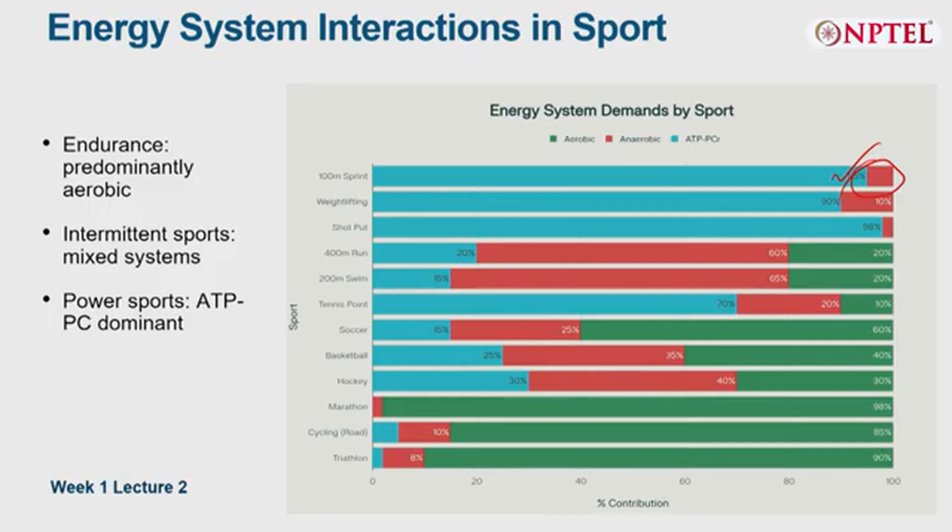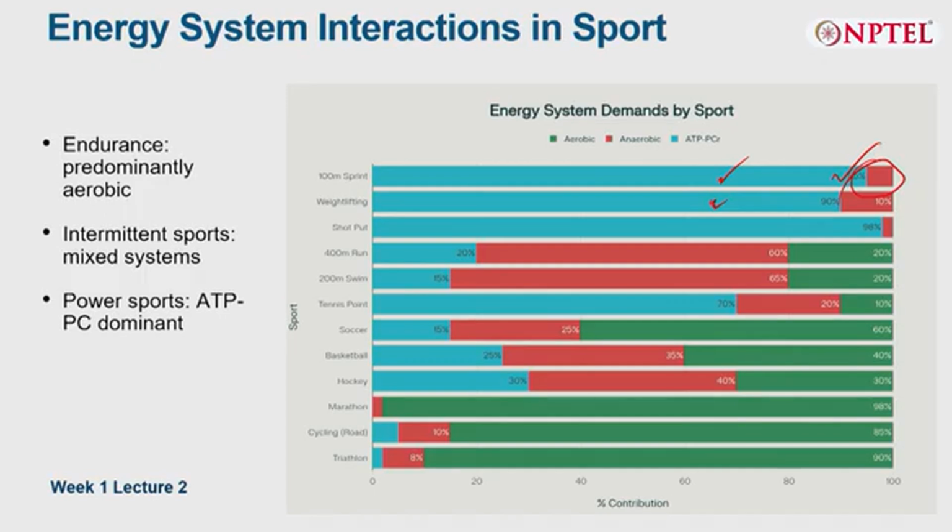Here the ATP-PCR system is the major dominant system. Here also ATP-PCR, along with the anaerobic glycolytic system and lactic acid system. In shot put, the lactic acid system is very marginal, very small, but around 98% is coming from the anaerobic ATP-PCR system.